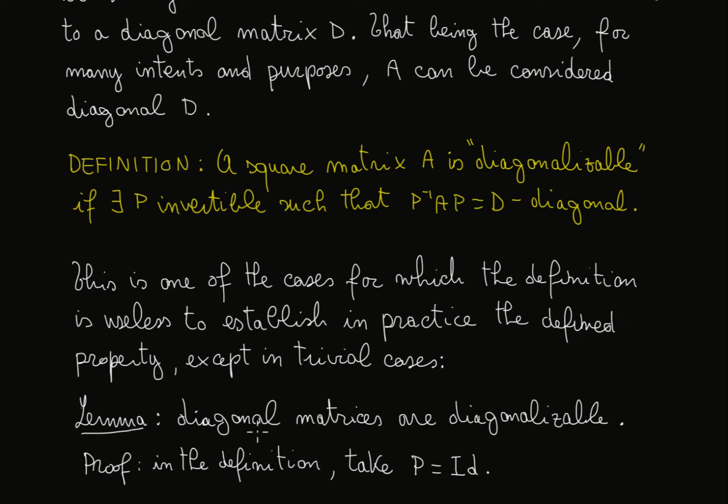Lemma: diagonal matrices are diagonalizable. Proof: in the definition, just take P to be the identity. In that case, this becomes the identity, this is the identity, so this triple product is just A, but A itself is diagonal by assumption.